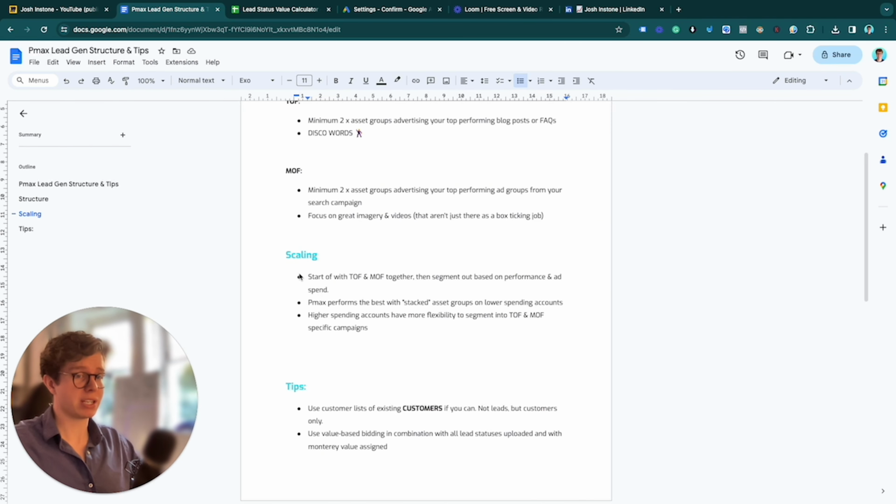So now let's move on to the scaling part of this. So I recommend we always start off with TOF and MOF asset groups together. Then we're going to segment them out based on performance and ad spend. But to begin with, they're going to be thrown in together.